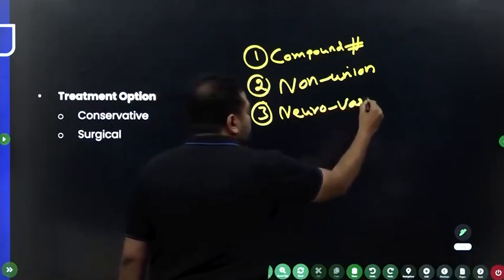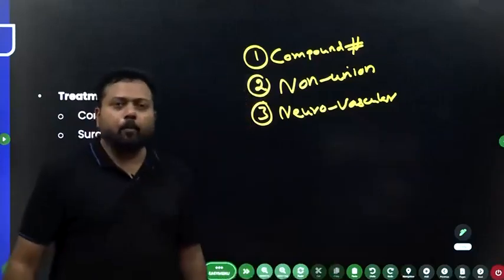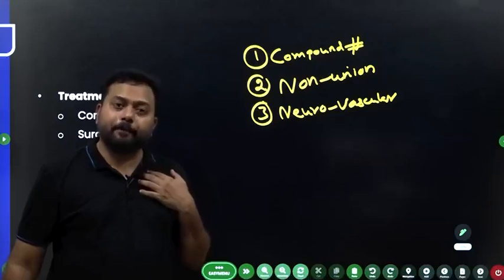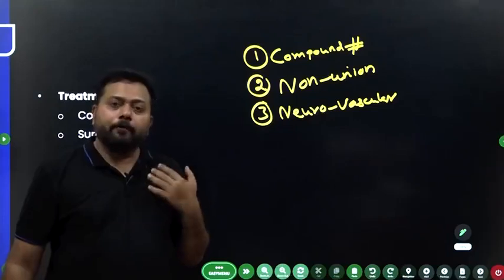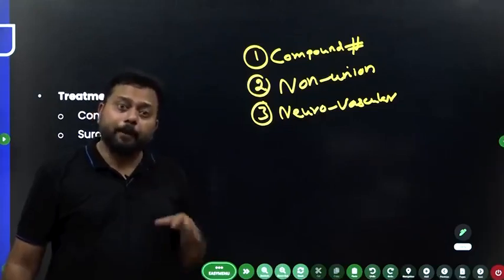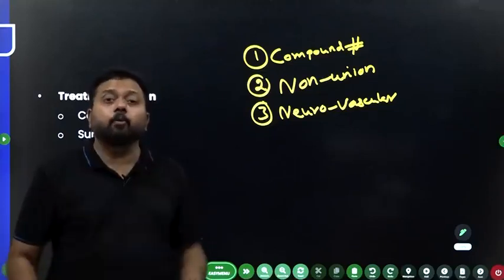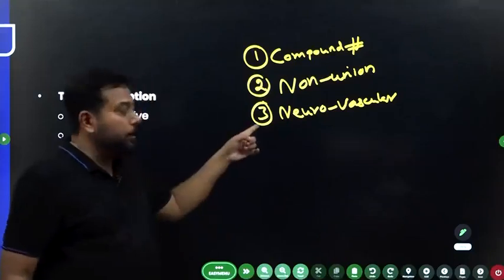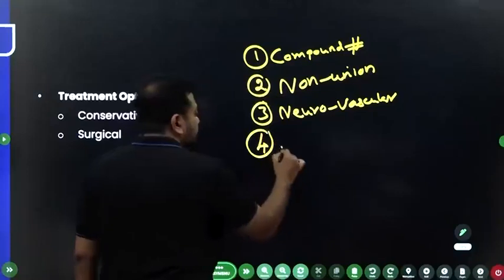The third indication for surgery in a fracture clavicle is associated neurovascular injury. Neurovascular compromise is there. What are the vessels that can get damaged in fracture clavicle? Subclavian artery, subclavian vein. What is the nerve? Medial cord of brachial plexus. So whenever fracture clavicle is associated with a subclavian injury or a medial cord of brachial plexus injury, immediately it should be opened and explored. Otherwise, it will go for permanent damage. So third, associated neurovascular injury.